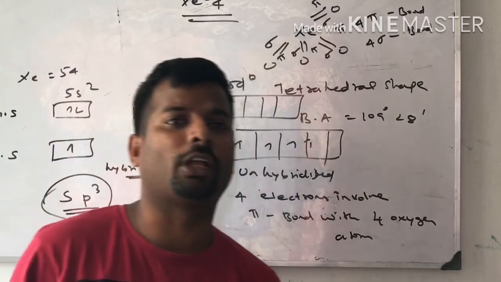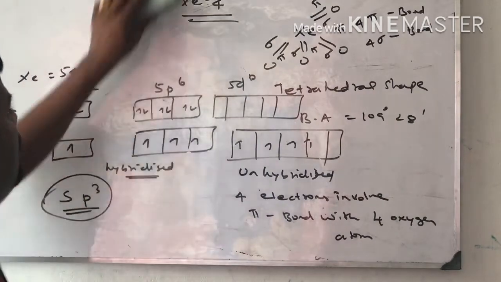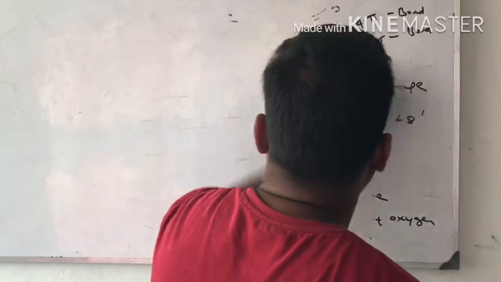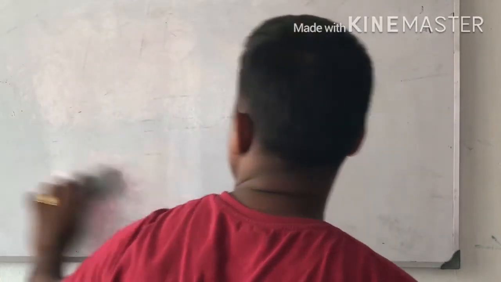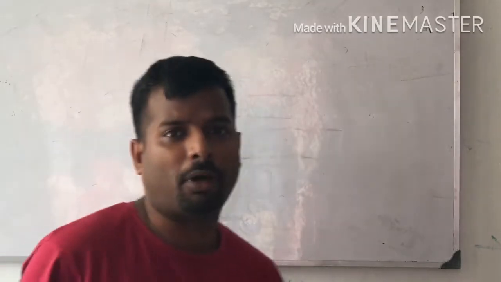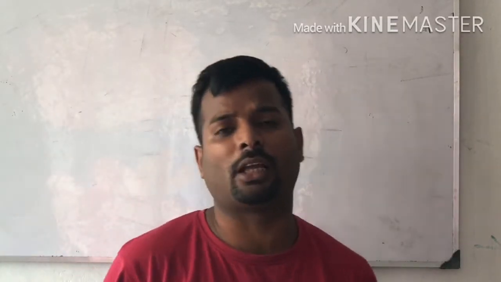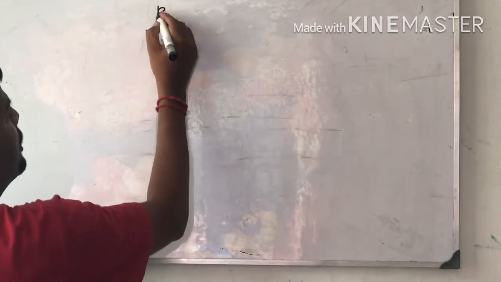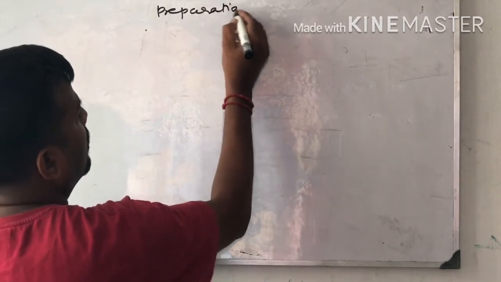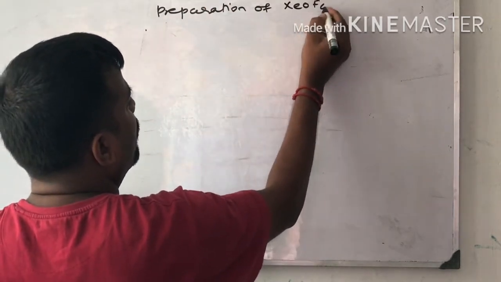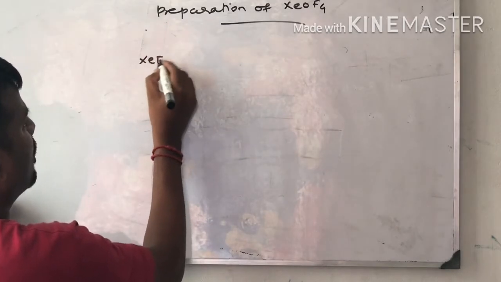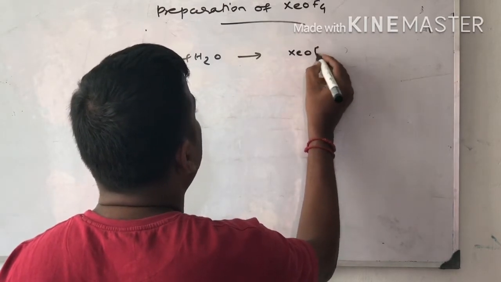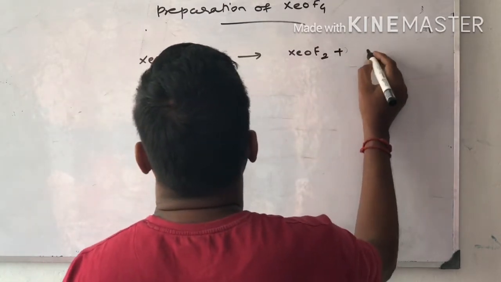Okay. Next I am going to tell about the xenon oxyfluoride compounds. Due to the partial hydrolysis of xenon tetrafluoride and xenon hexafluoride with water, they form xenon oxyfluoride. Let us see the example. Preparation of XeOF2: xenon tetrafluoride reacts with a water molecule. It will form XeOF2 plus 2HF.